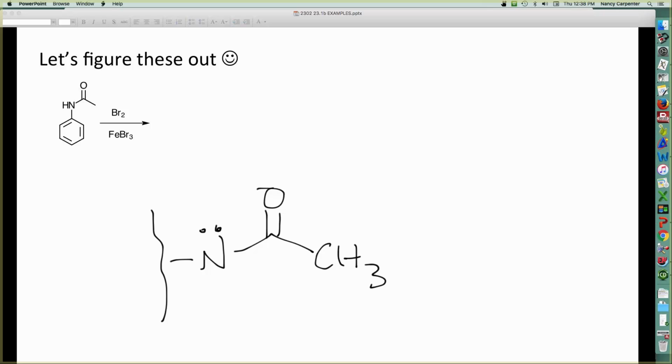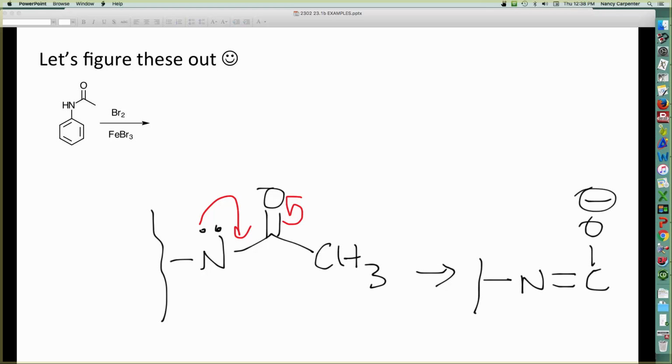But at the same time, I know that I can delocalize that lone pair of my nitrogen into the acetyl group as well. So that gives me this resonance contributor. Well, so that kind of makes it look like it's an electron withdrawing group. But generally speaking, as long as I can push those electrons into the aromatic ring, this is going to be an electron donating group. All right.